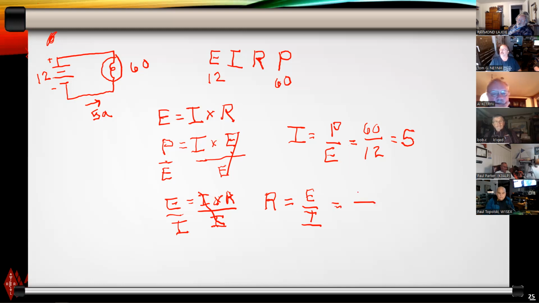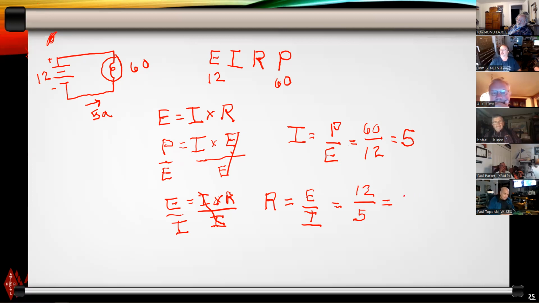What are our values? What's our E? E is voltage, right? 12 volts. Yep. What's our current? We just figured it out. 5 amps. So what's our resistance? 2.2 something.